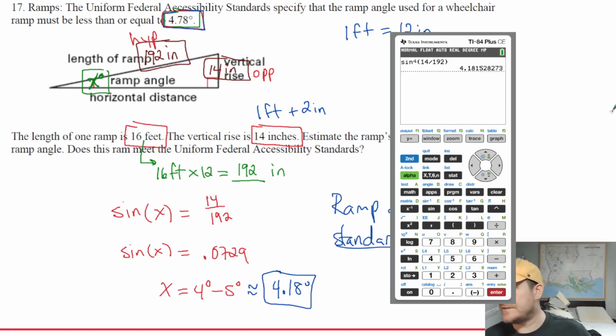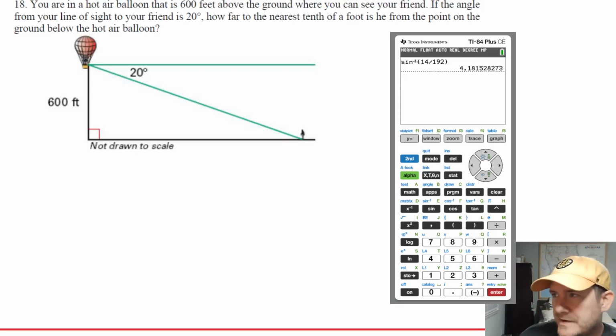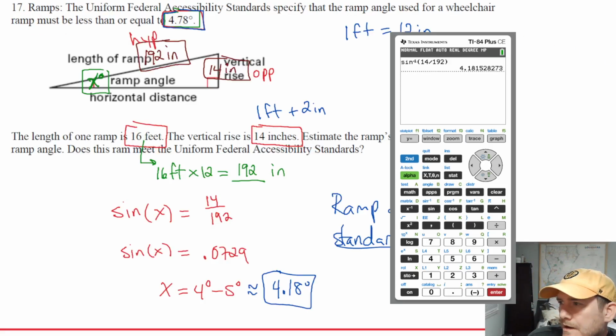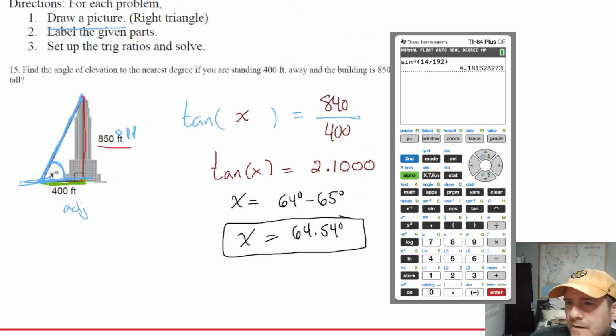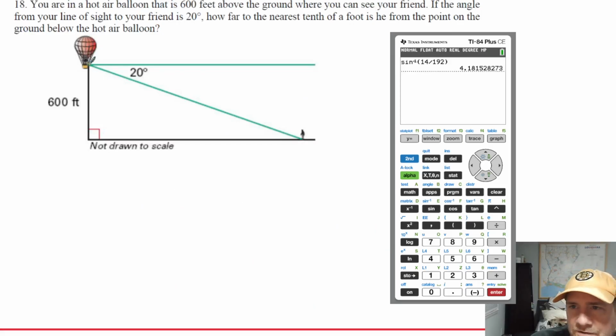Okay, that's 17. 18's about a hot air balloon. So in the building problem a minute ago, we had these angles of elevation, right? The ones that rotated up from the ground. In the hot air balloon, we get kind of the alternate version of that. If someone's up here in a hot air balloon and they're looking down at a person, then that's called an angle of depression. Anything that rotates down is an angle of depression.